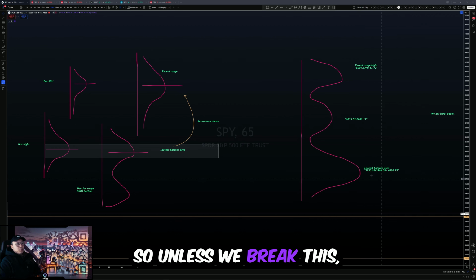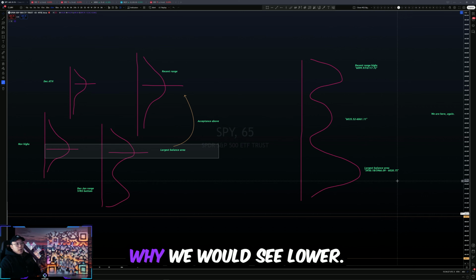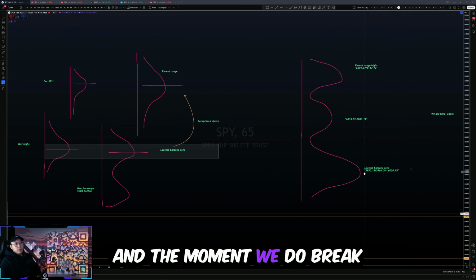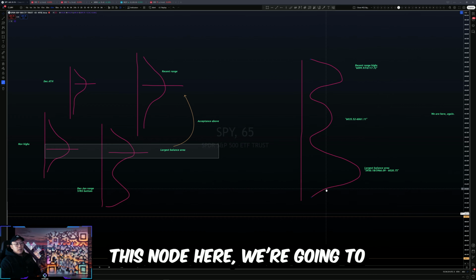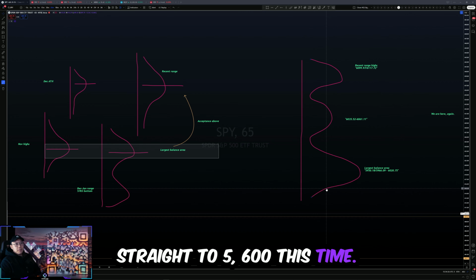So unless we break this, there's absolutely no reason why we would see lower. And the moment we do break this largest balance area, this node here, we're going straight to 5600 this time.